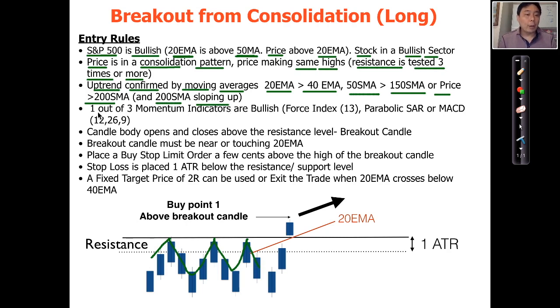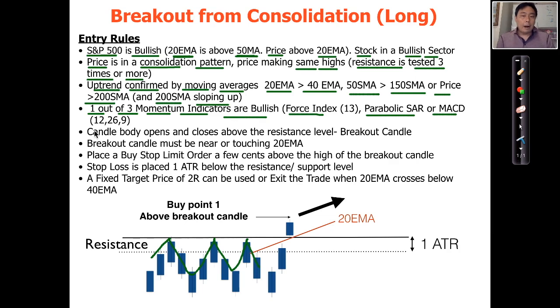Next, ensure that 1 out of 3 momentum indicators are bullish. So I've explained this recently. Remember the force index or the parabolic SAR, which is the dots below the candle, and the MACD, one of them has to be bullish when you're going long.